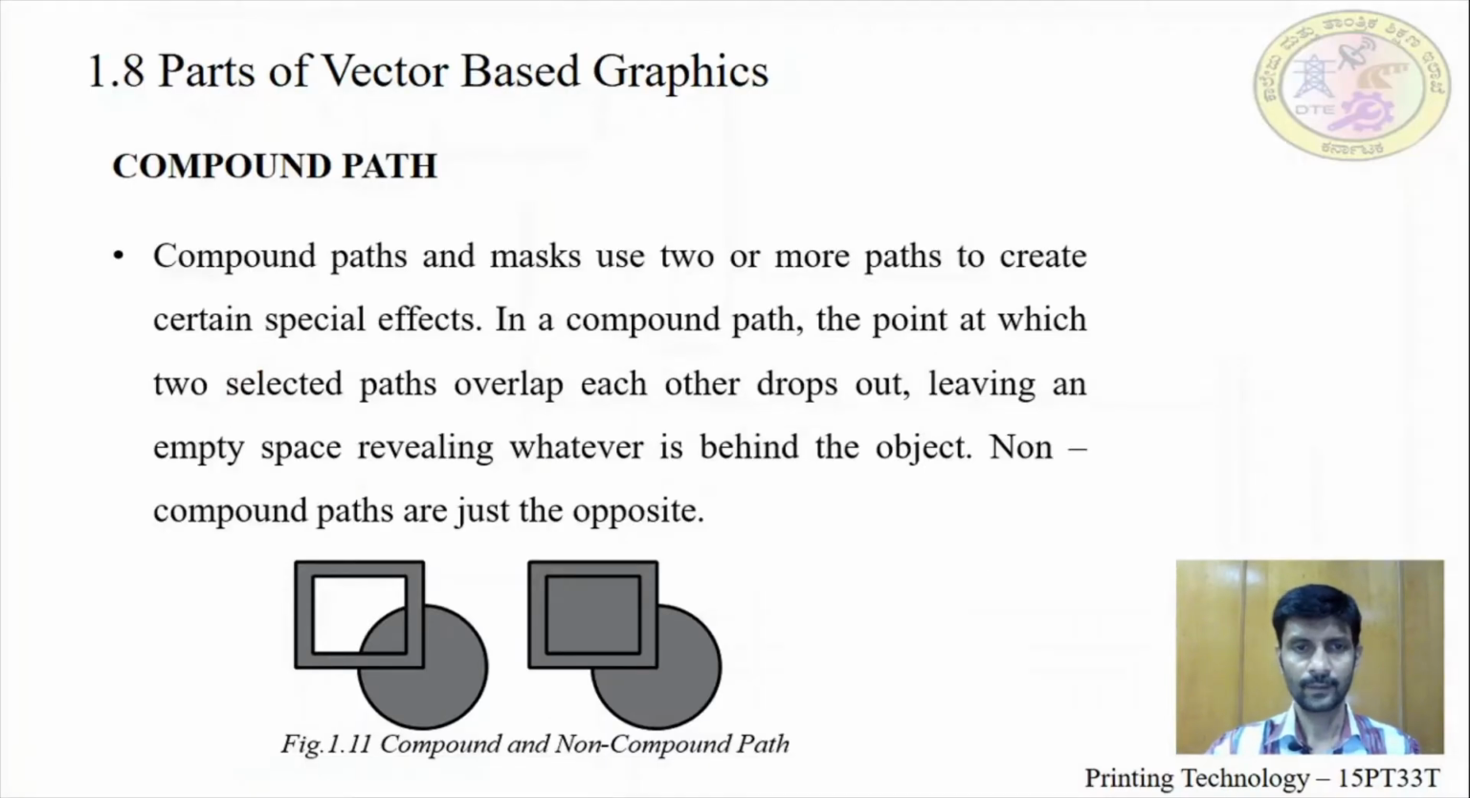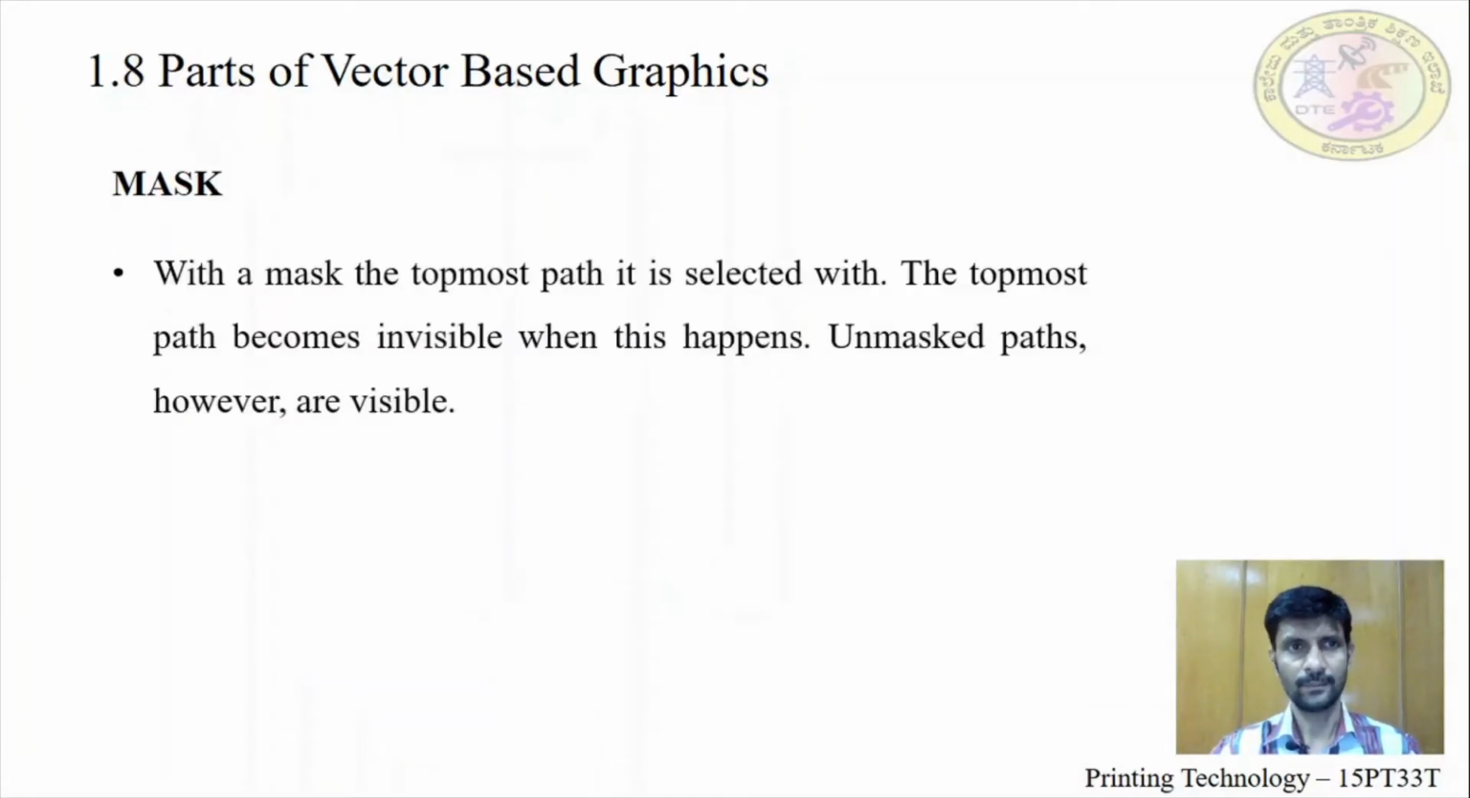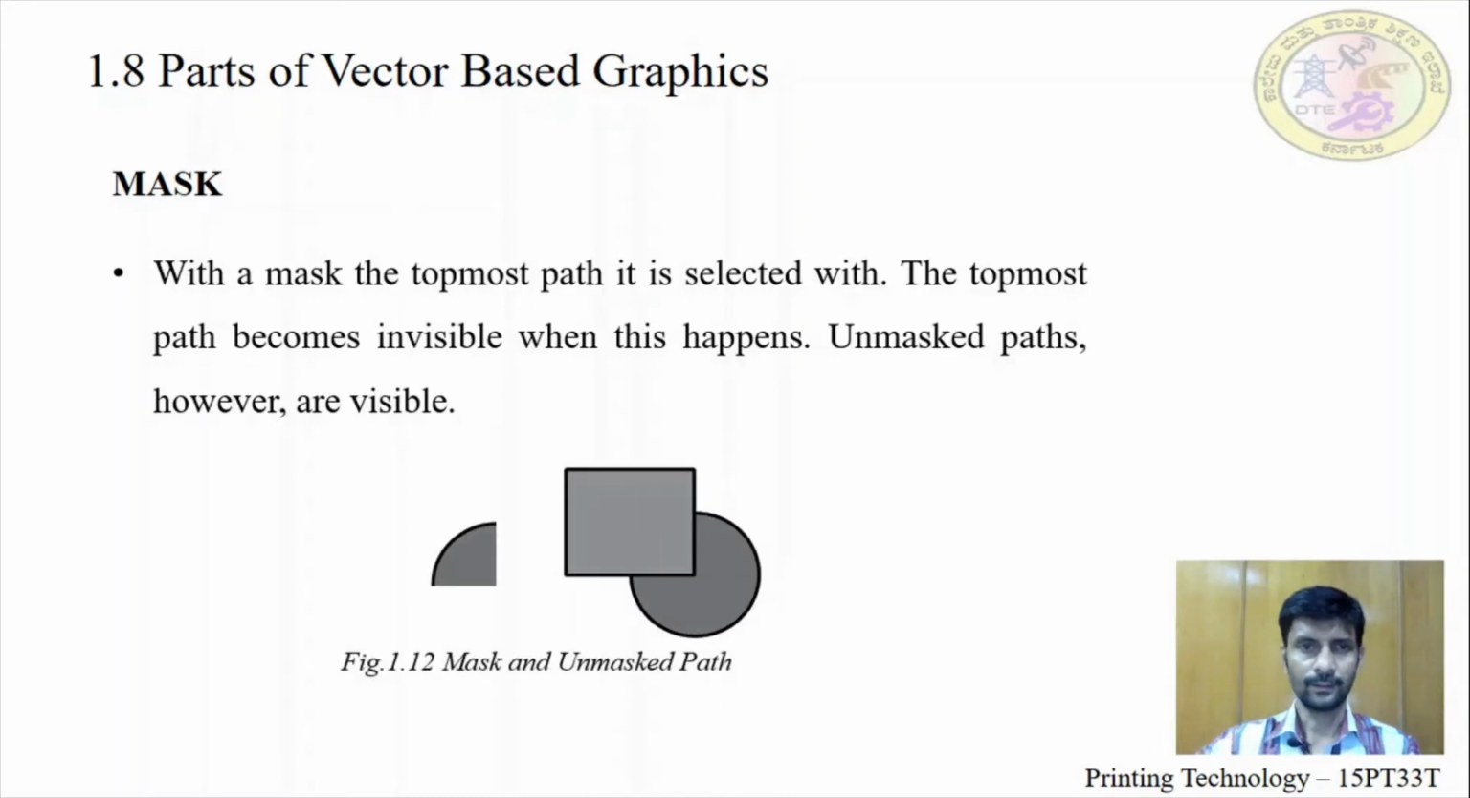Next, we will see the clipping mask, or the mask. With the mask, the topmost path is selected, and the topmost path becomes invisible when this happens. The unmasked paths, however, are visible. See, in this figure, there are two objects. The first one is a square, and this is a circle. When the mask is applied, the remaining areas are hidden. Only the area where the two objects overlap, one over the other, becomes visible.